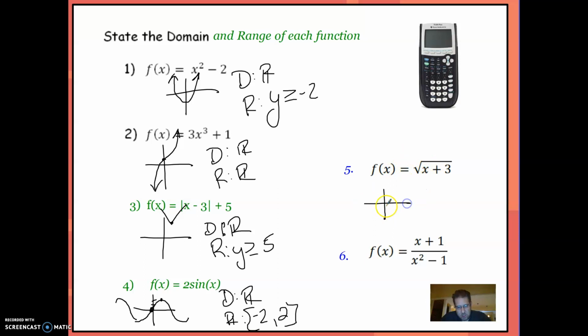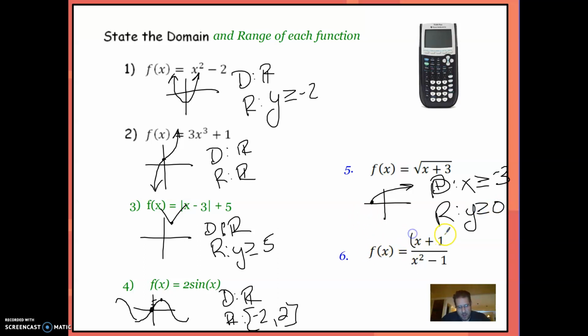Square root function's gonna, let's see, it's going 3 left, so it's going to be like this. So the domain is going to be x is greater than or equal to -3, and the range is going to be y is greater than or equal to 0, everything above 0.